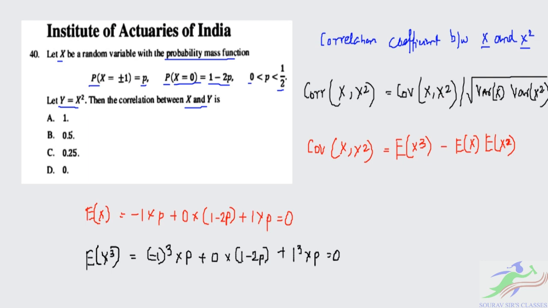So now similarly you can write the covariance over here. It is 0 minus 0 into E of X square. We didn't need to find this E of X square again, so this is going to be 0. So what is the correlation between X and Y? The correlation of X comma X square is going to be 0. So the correct option for our question 40 is D, that is 0.